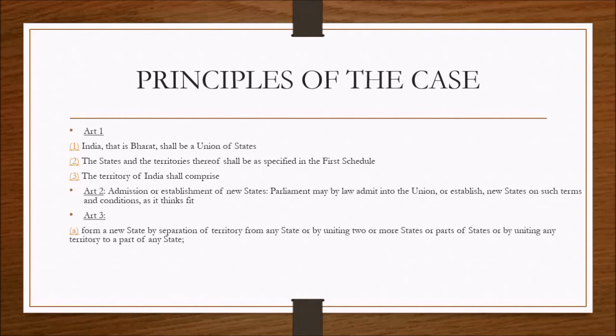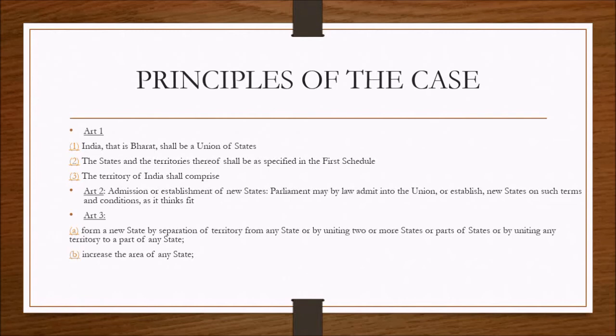It enables Parliament to form a new state, and this can be done either by the separation of territory from any state, or by uniting two or more states or parts of states, or by uniting any territory to part of any state. Thus, Article 3 Clause A deals with the problem of formation of new states and indicates the modes by which a new state can be formed. And Clause B says: increase the area of any state. It provides that a law may be passed to increase the area of any state.